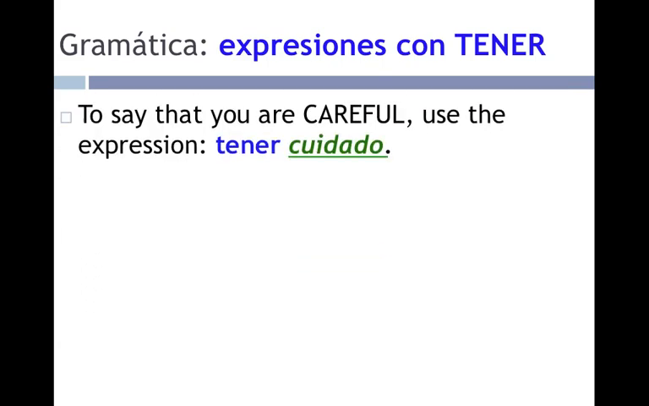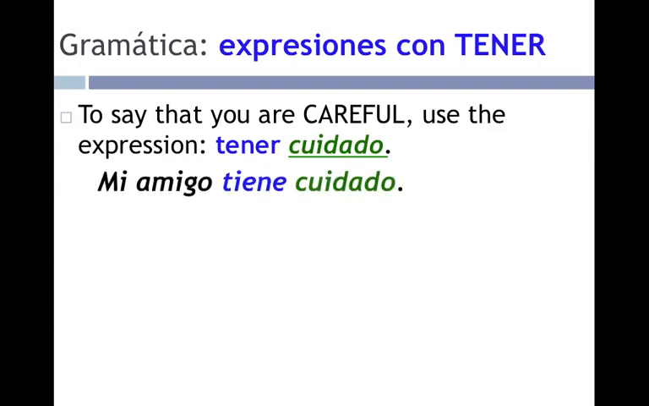To say that you are careful, you use the expression tener cuidado, to have care, to have caution. Repitan, tener cuidado. Mi amigo tiene cuidado. So you might hear a mamá call out to her little niña, she's crossing the street, cuidado, cuidado, be careful.